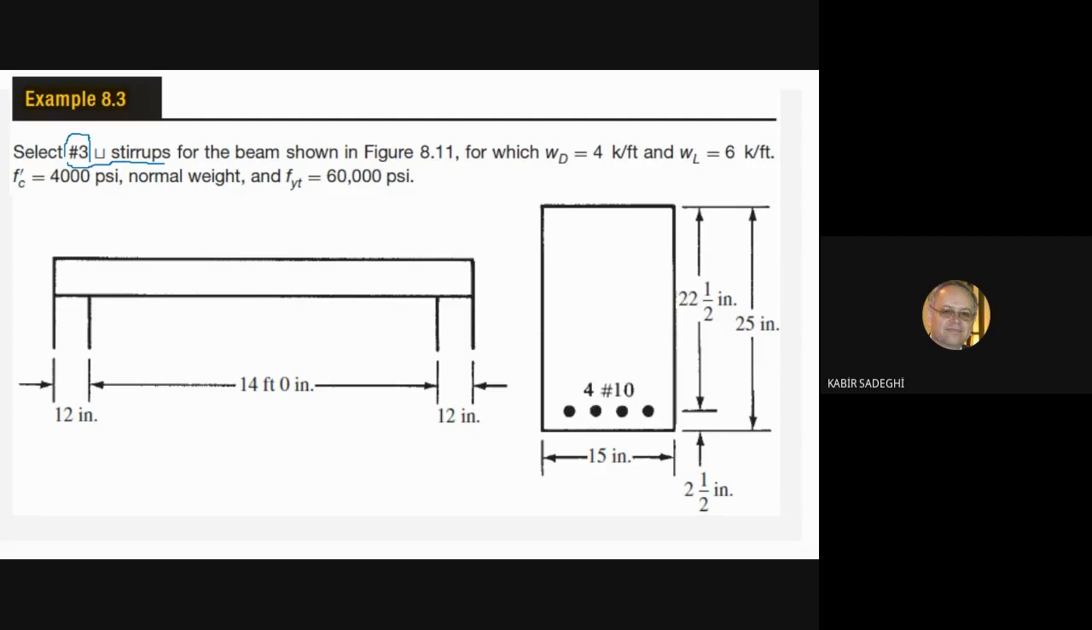For the beam shown in the figure, the beam has a length of 14 feet. The section is given, a rectangular section with bw and b the same, d is 22.5 inches, and a stirrup size is given. Now we should calculate the spacing. What is the spacing for this one? This is the question.